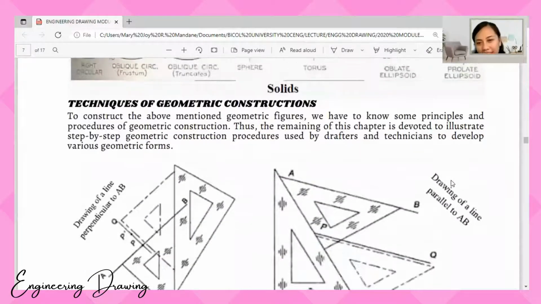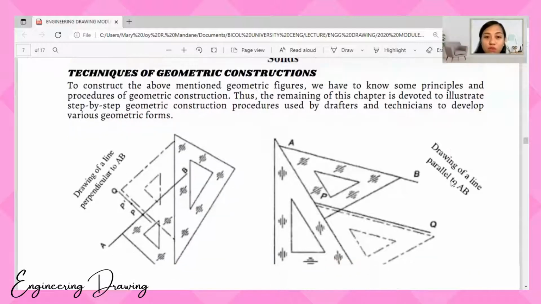So, there are techniques for geometric constructions. To construct the above-mentioned geometric figures, we have to know some principles and procedures of geometric construction. So, the remainder of this chapter is devoted to illustrating step-by-step geometric construction procedures used by drafters and technicians to develop various geometric forms.